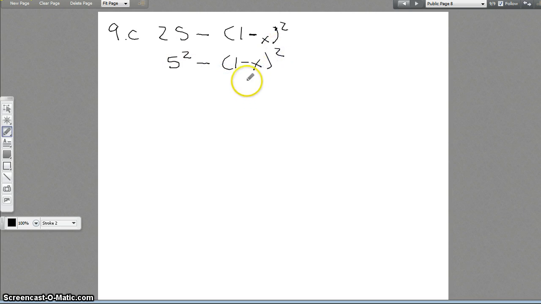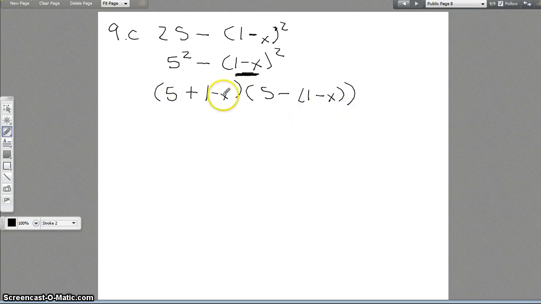So you can see here that we have the difference of two squares. When we have the difference of two squares, we're going to write down our first term, which is a 5, and then add our second term, which is 1 minus x. Then we're going to write down our first term again, and we're going to subtract our second term. Be careful, because if your second term is something in parentheses, you need to keep those parentheses.